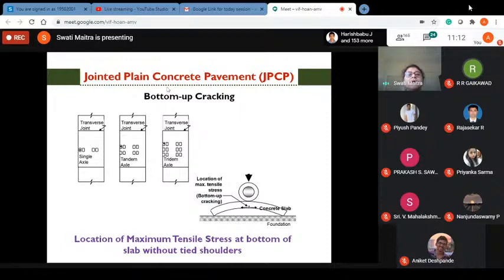When this maximum tensile stress exceeds the tensile strength limit, there will be a formation of crack. So you can see here that a crack has been formed due to this combined effect of wheel load and temperature, and it starts from the top and goes down. So it is called top-down cracking. So when we do the design of our pavement, we also have to consider this. So it should be safe against top-down cracking as well.